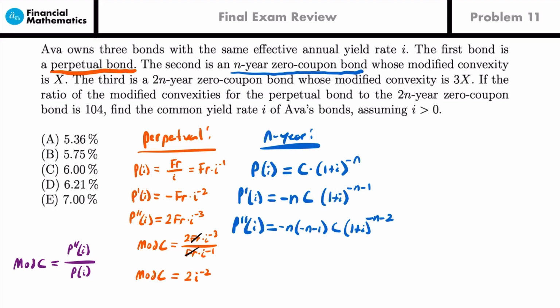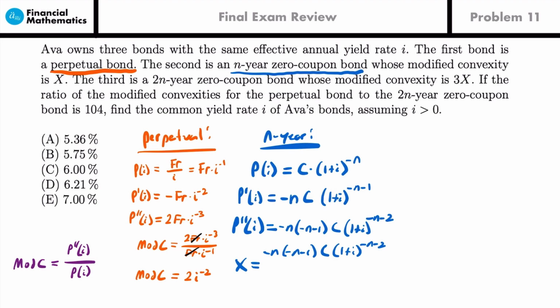Now let's set up the modified convexity for the N-year zero coupon bond. Remember that we know that the modified convexity is x, so I'm going to say that x is equal to the second derivative of the price function divided by the original price function. So we have negative N times negative N minus 1 times C times 1 plus I to the power of negative N minus 2. Okay, and I think I forgot to mention this earlier, but obviously we don't know what the redemption value is. That's why I just represented it with C. If we did know what it was, we could plug that in if we wanted to, but as you're going to see in just a little bit, it actually doesn't matter what that value of C is.